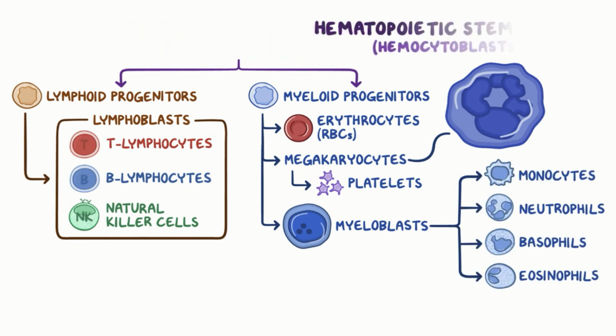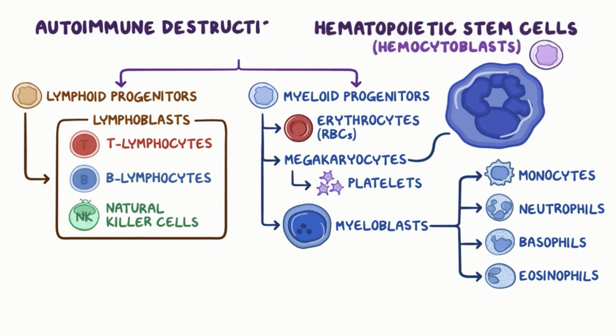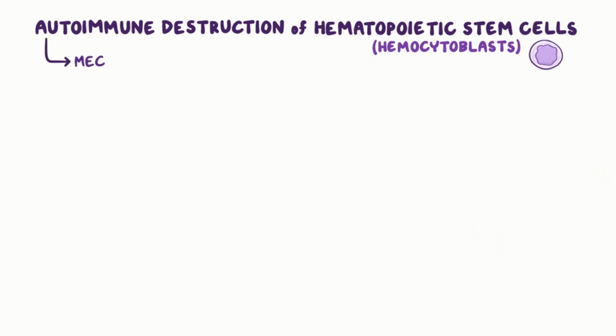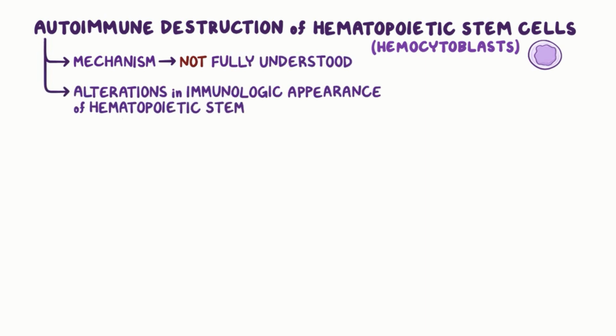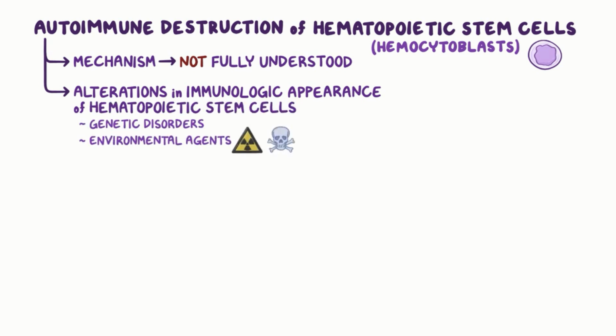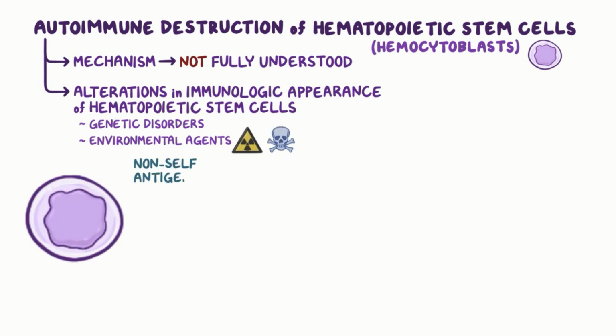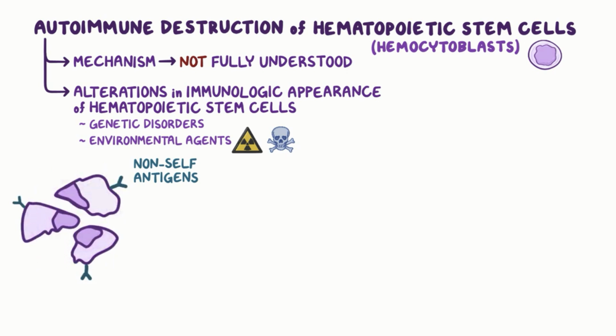The most common cause of aplastic anemia is autoimmune destruction of the hematopoietic stem cells. The details of this mechanism are not fully understood, but research shows that there are alterations in the immunologic appearance of the hematopoietic stem cells because of genetic disorders or after exposure to environmental agents like radiation or toxins. This means that the hematopoietic stem cells start expressing non-self antigens, and the immune system subsequently targets them for destruction. As the immune system destroys hematopoietic stem cells, a whole host of complications arise.